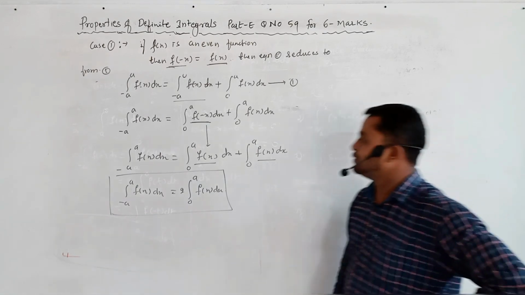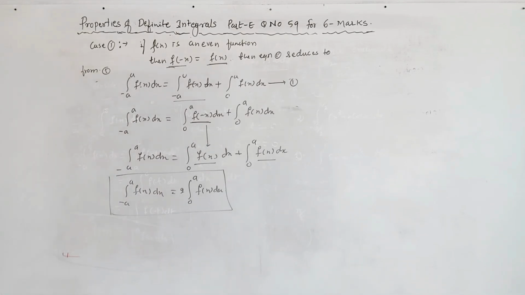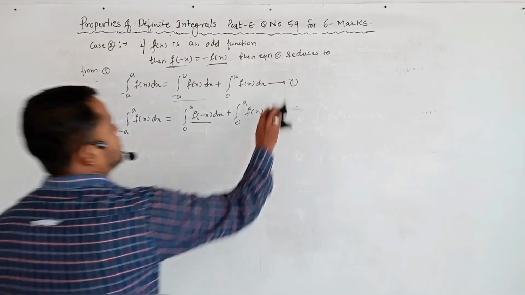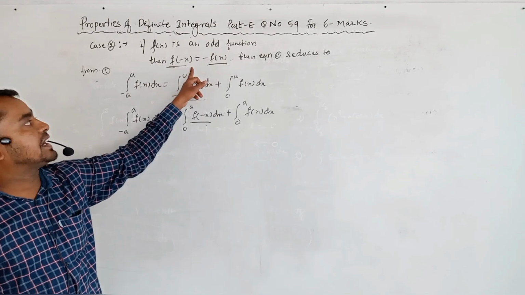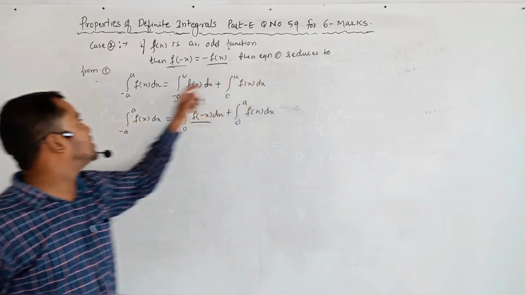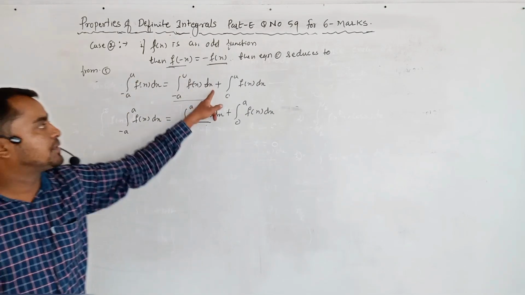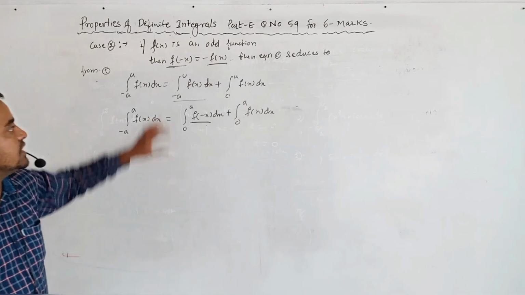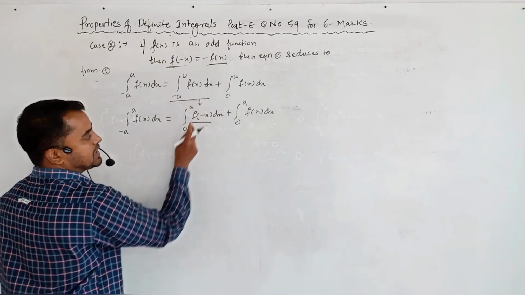Now case 2. See here, if f of x is an odd function, then f of minus x is equal to minus f of x. Then equation 1 reduces to the integral from minus a to a of f of x dx equals the integral from minus a to 0 of f of x dx plus the integral from 0 to a of f of x dx. We evaluated this value already, so it is replaced by this one.